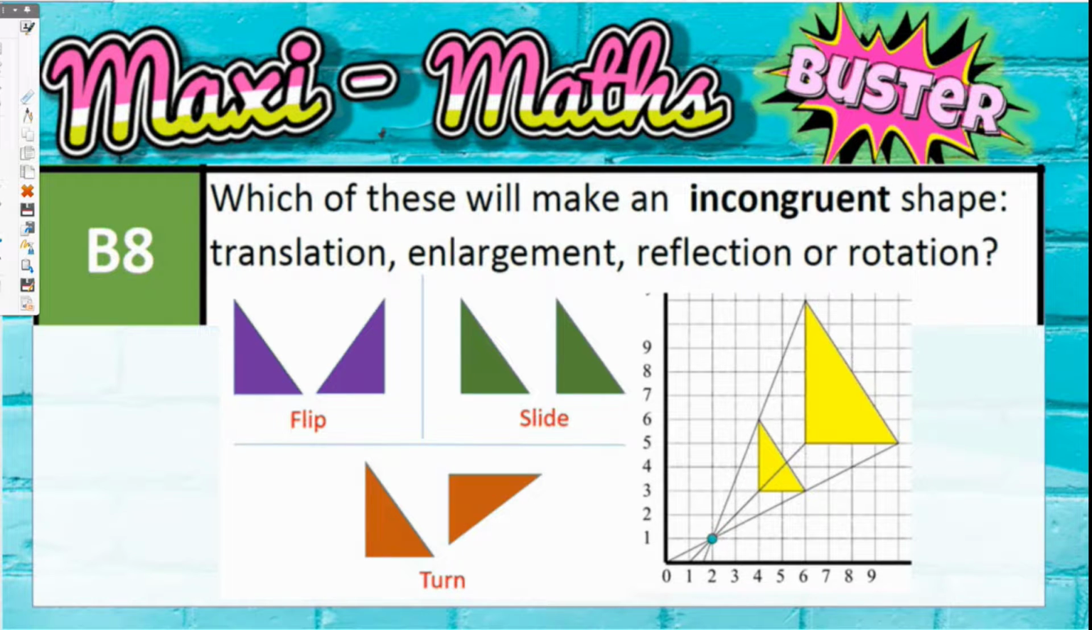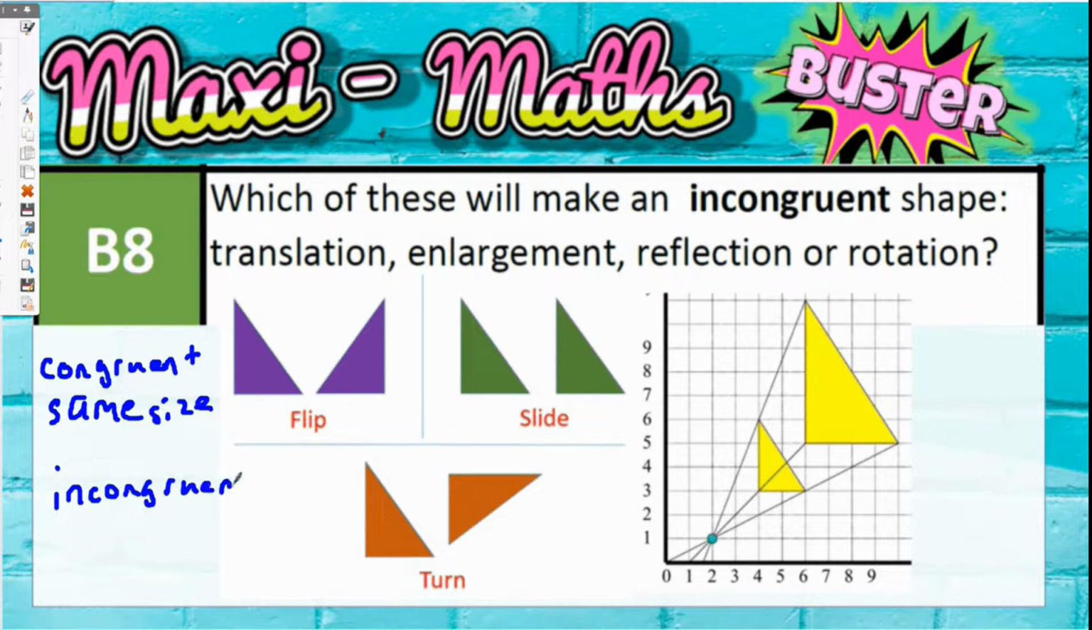Question B8. Which of these transformations will make an incongruent shape? A translation, an enlargement, a reflection, or rotation? Well, what we need to remember is that congruent basically means the same size, but it can be flipped, it can be translated, it can be turned or rotated. So incongruent is basically going to mean not the same size.